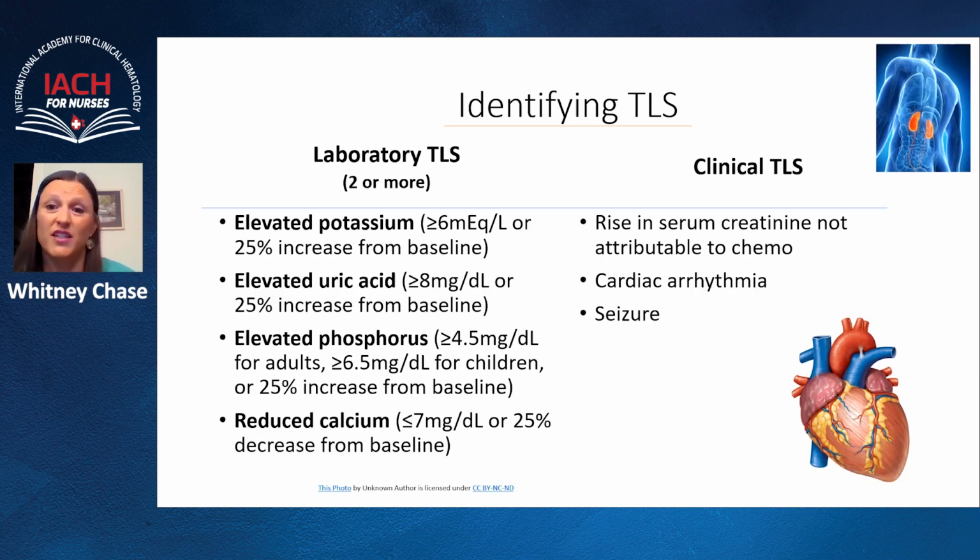Clinical manifestations include renal, cardiac, and neurological complications related to these metabolic disturbances, which can be life-threatening. So other signs and symptoms that we may see clinically can include nausea, vomiting, shortness of breath, cloudy urine, lethargy, joint discomfort, and loss of muscle control.